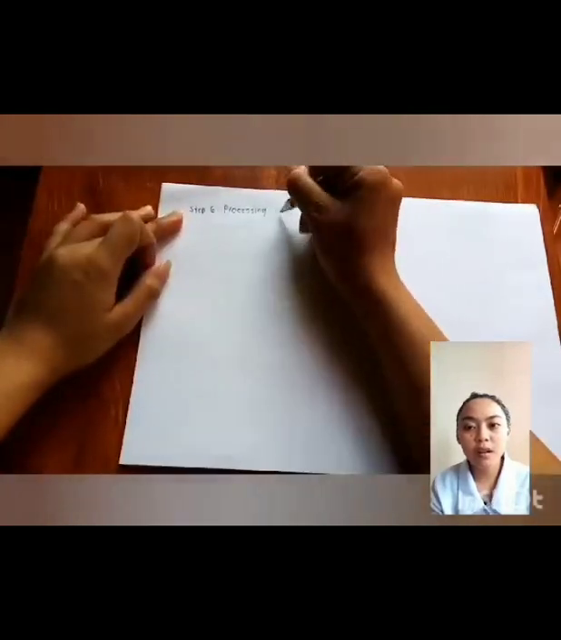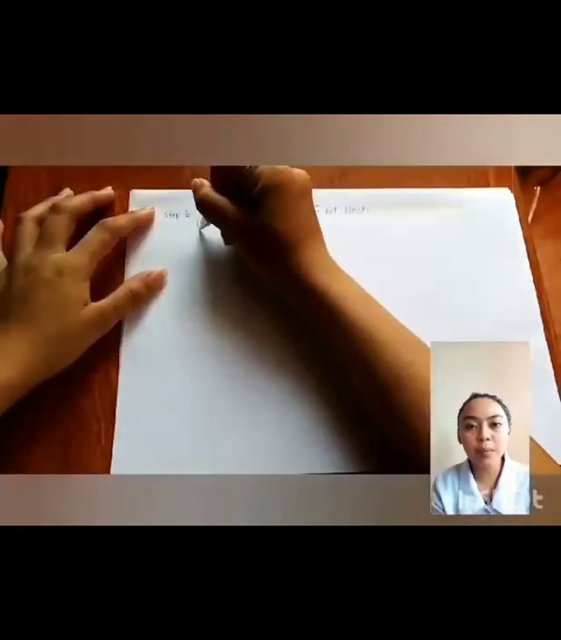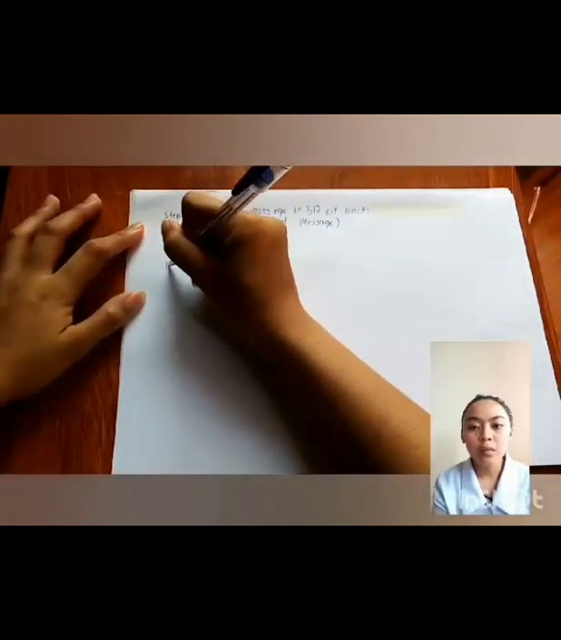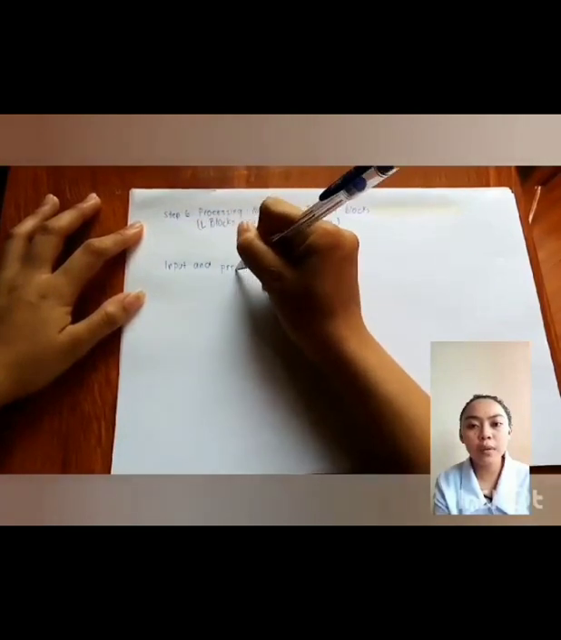Step 6. Processing message in 512-bit blocks, L blocks in total. Step 6 is the main task of SHA1, which loops through the padded and appended message in 512-bit blocks. We have input and predefined functions.